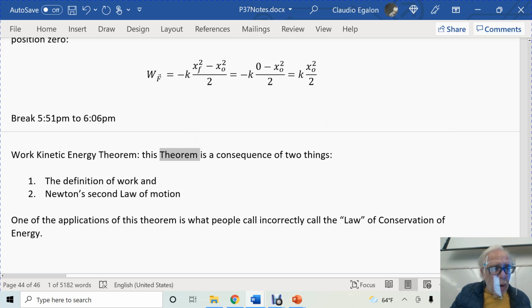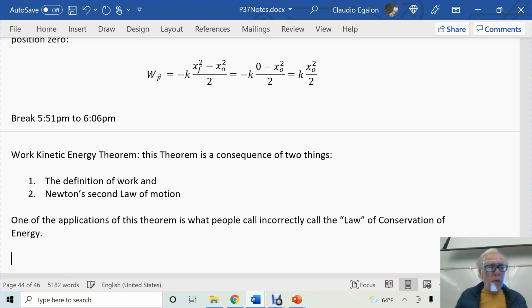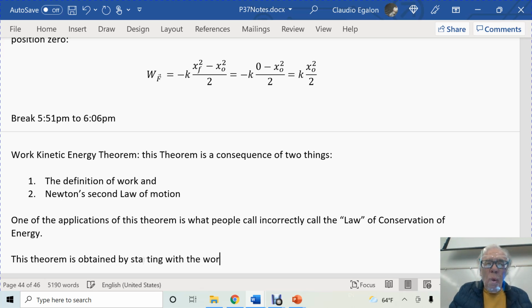Okay, so how do we go for that? How do we go? Okay, this theorem is obtained. How do we obtain this theorem? By starting with the work done by the net force.